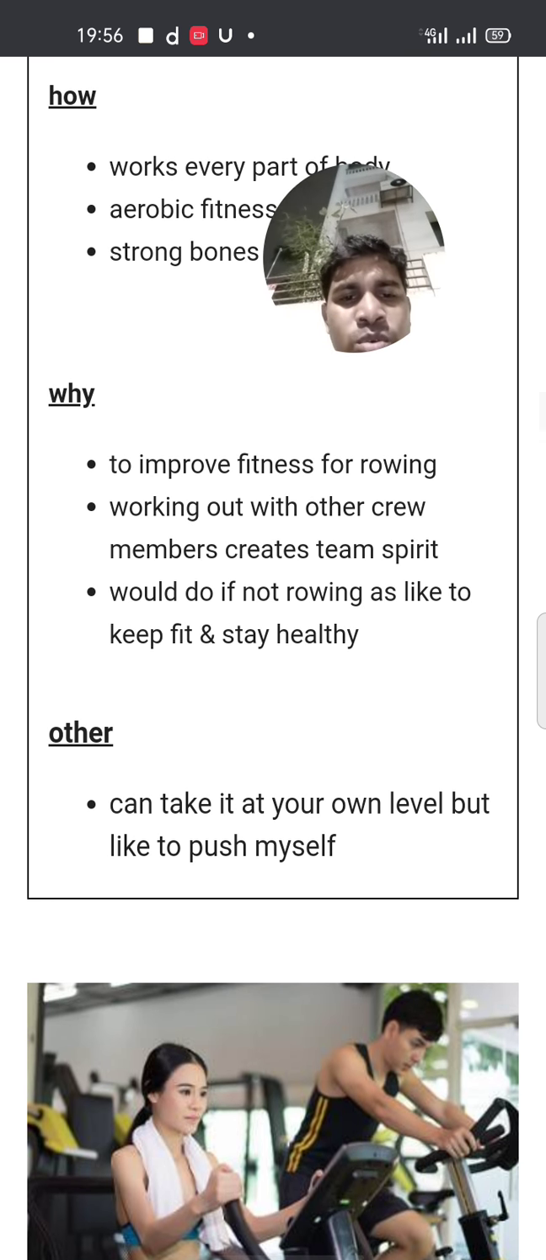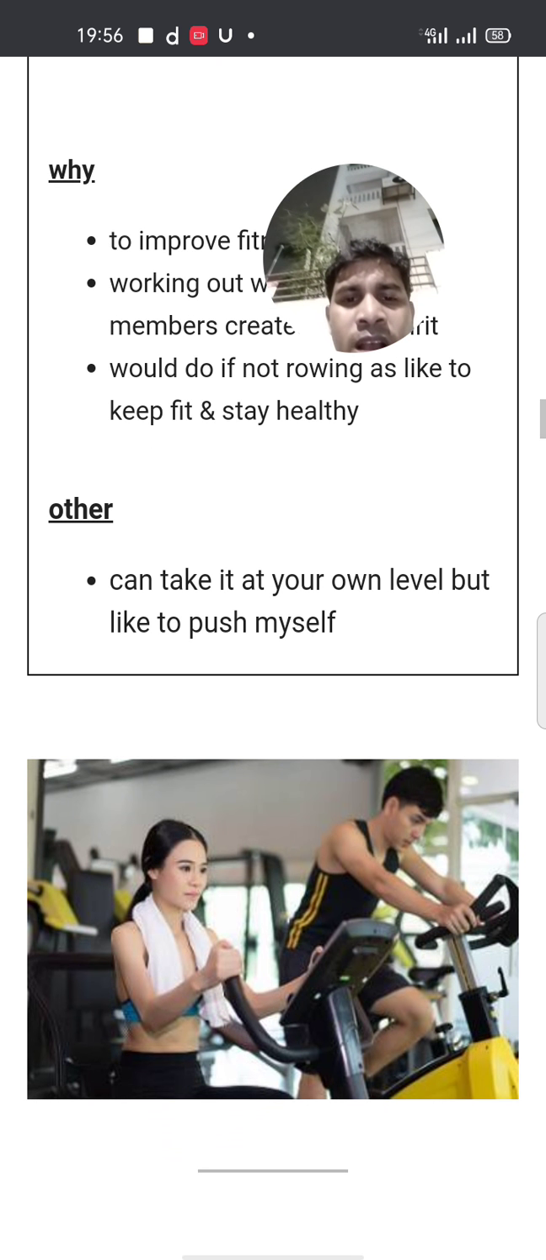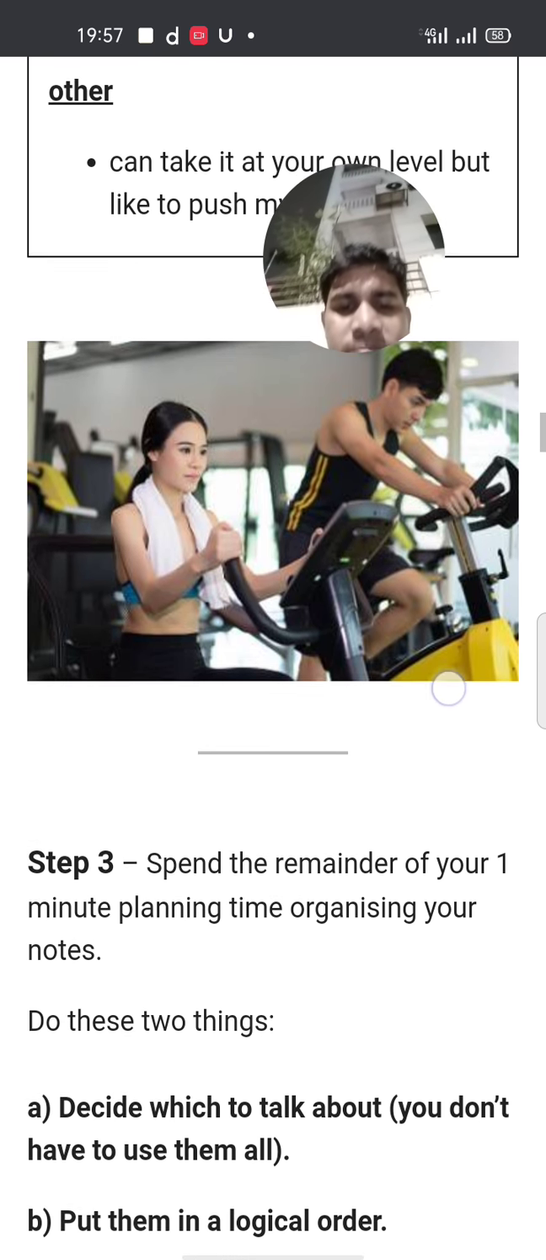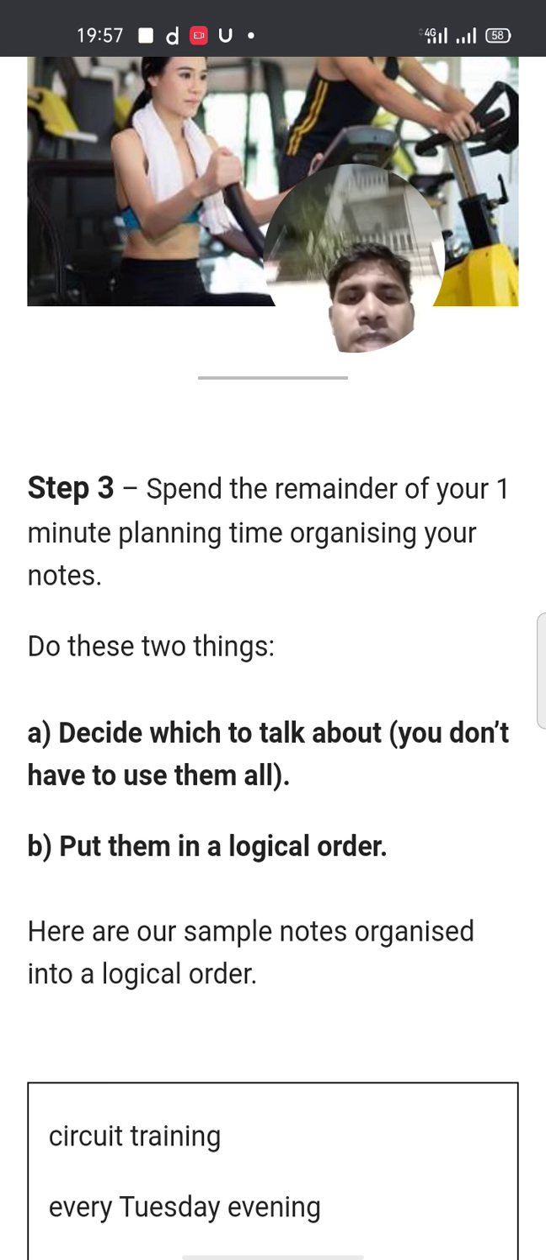Okay, what would you do if not doing it? Not doing it, you like to keep fit or stay healthy. Others can take it at your own level, but like to push yourself. Okay, that's good.